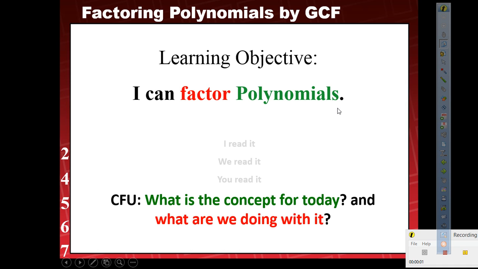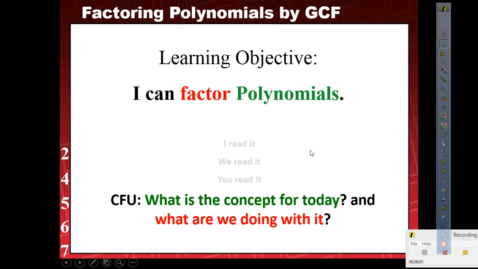Our objective for today: I can factor polynomials. Read together. 1, 2, 3. I can factor polynomials. Get a Frayer model going, please. In your Frayer model, in the center, you're going to write polynomials.